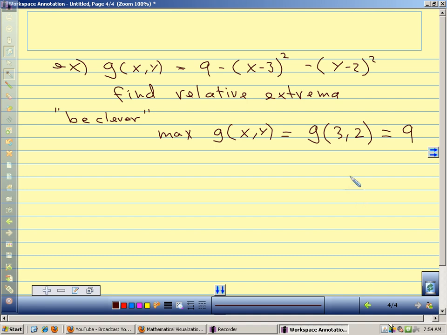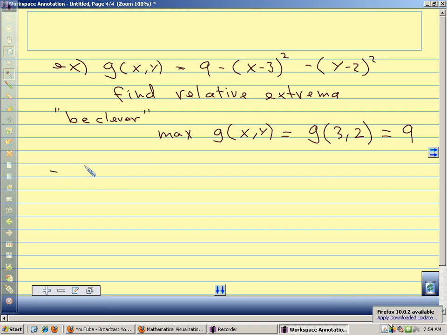Now, if our function doesn't behave nicely like this and kind of submit to being clever, we have to use some other tools. So we know that our extrema occur at critical points, but critical points don't always give us an extrema, right? We can have inflection points. Same thing happens with multivariable functions. Rather than inflection points, we can have saddle points. So we need to figure out if we have an extrema, if we have a maximum or minimum, or if we have a saddle point.